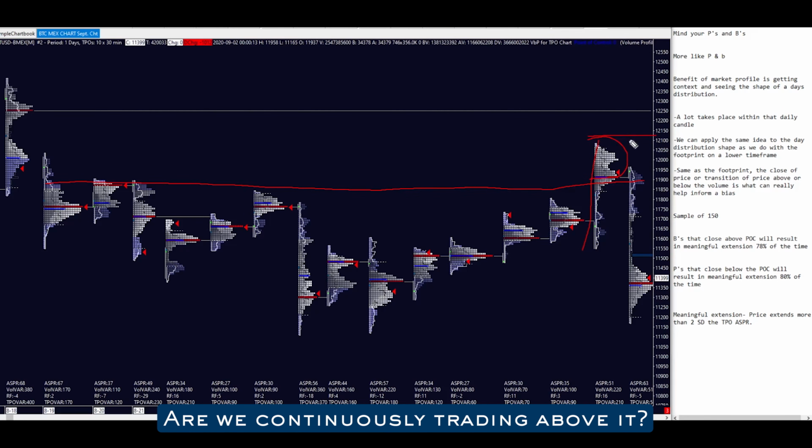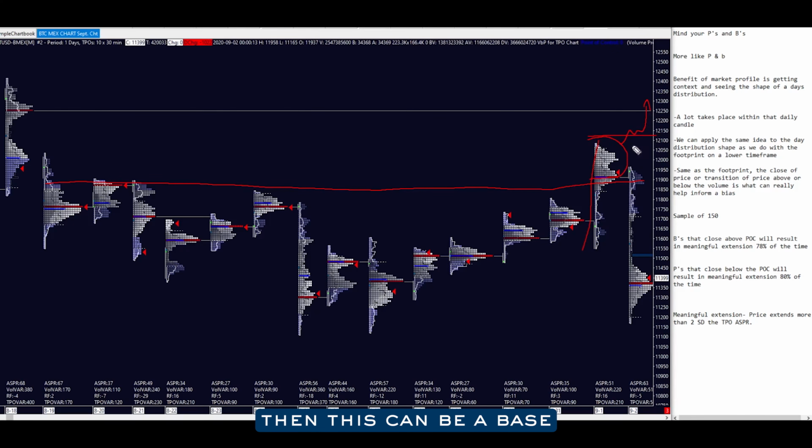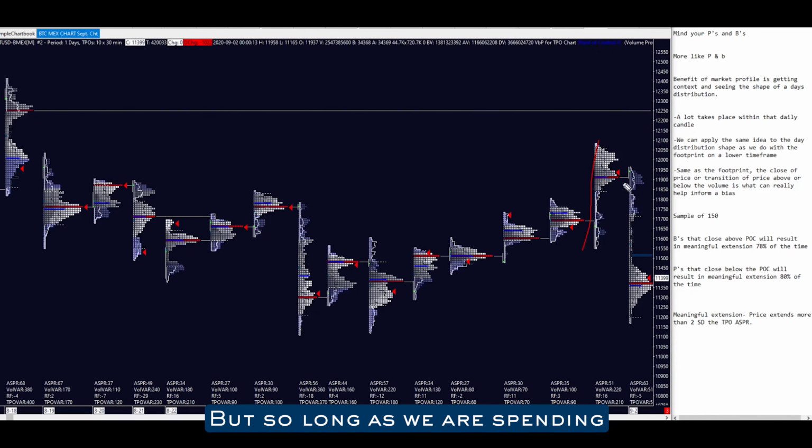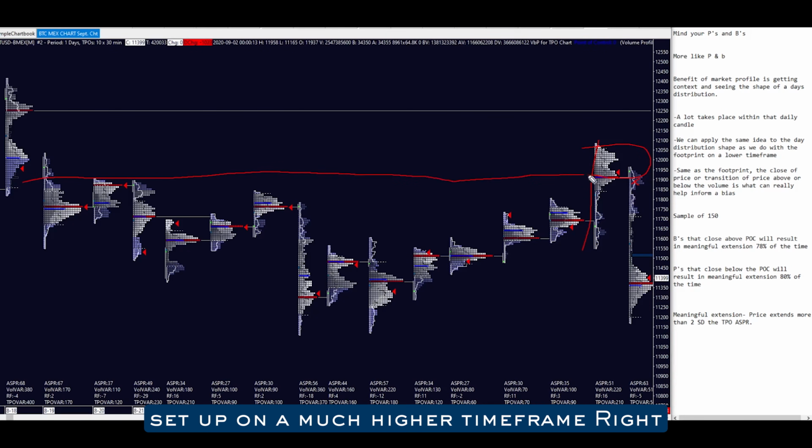Are we continuously trading above it? If we can trade above it, then this can be a base. But so long as we are spending most of our time below it, this is more like a trap setup, and it's a trap setup on a much higher time frame. So activity is trapped above this high.